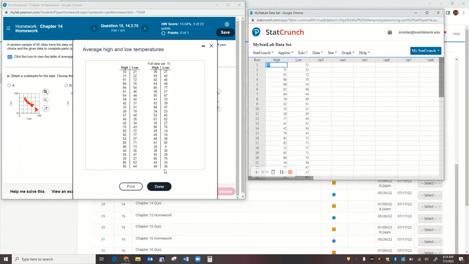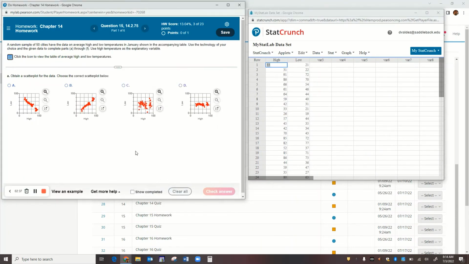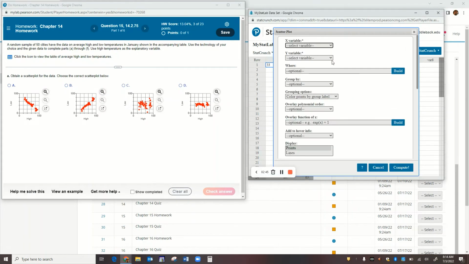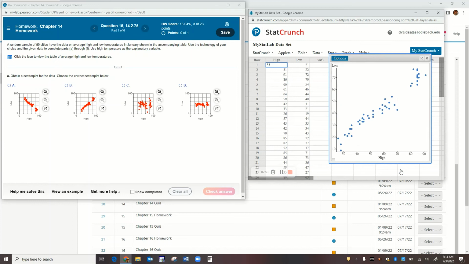And we're done with this. First part, it says obtain a scatter plot for the data. Choose the correct scatter plot below. So we're going to go Graph, Scatter Plot. X variable, that's explanatory. They said use the high temperature for X. Y is low, and then hit compute. So it's sloping upward. There's like a little gap in the middle, and then another clump up here. Which one looks like that? It's B.